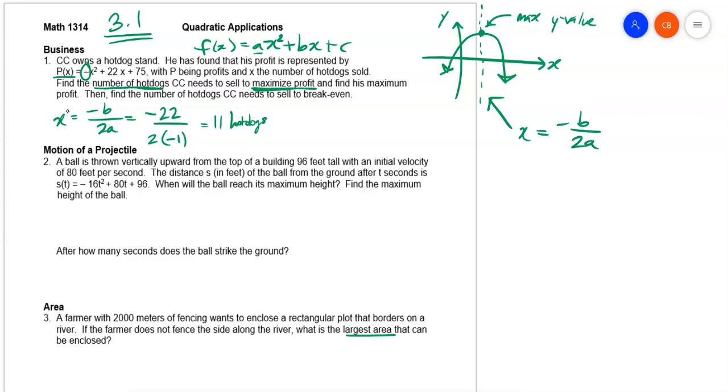Then we need to find out what his maximum profit actually is. All we need to do is find the profit when he sells 11 hot dogs, so we'll find P of 11. It'll be negative 11 squared, plus 22 times 11, plus 75. Negative 11 squared is negative 121, and then 22 times 11 is 242, and then plus 75.